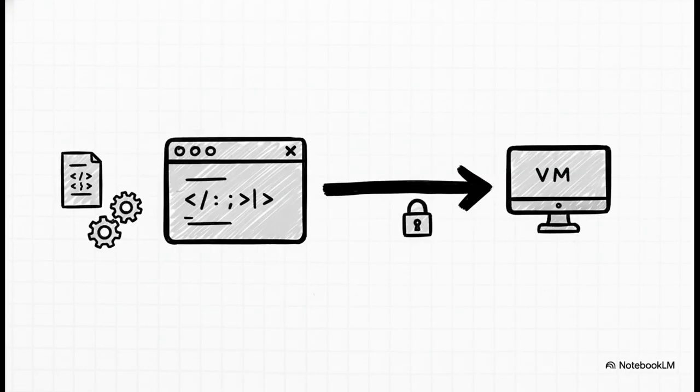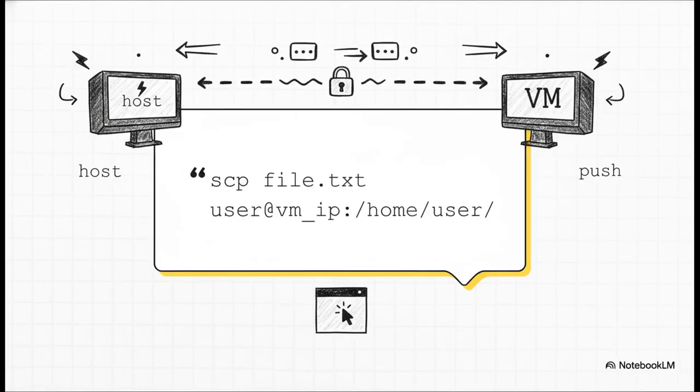And finally, we've arrived at the method for the pros, the automators, and anyone who lives and breathes in the command line. Nothing really beats the power and speed of SSH and Secure Copy, or SCP. Now, there are a couple of requirements for this one. Your VM needs to have an SSH server running, and it needs a network setup where your host can actually see it, something like a bridged adapter. But once you have that, you can push a file from your host's terminal with a single command. It's incredibly fast, it's secure, and it's the professional standard for a reason.